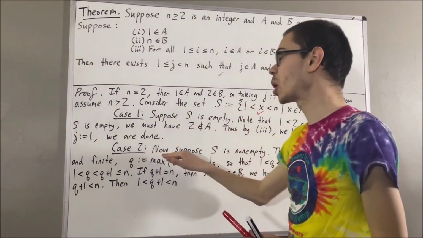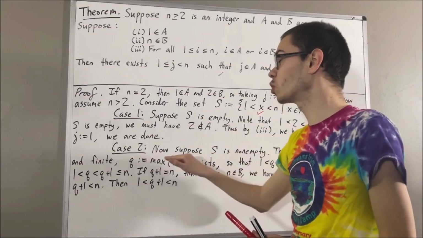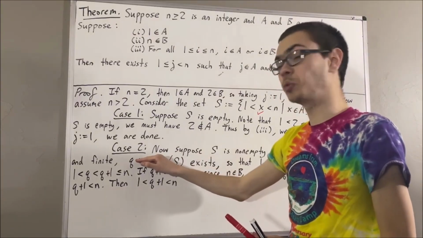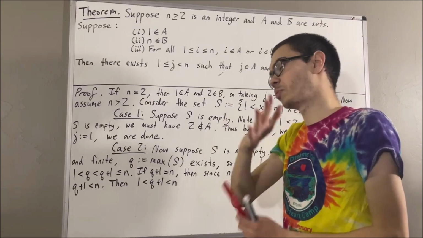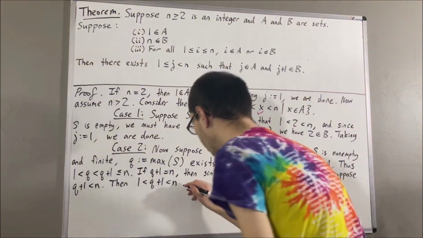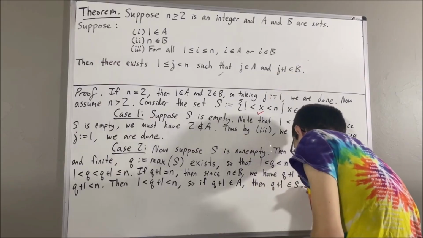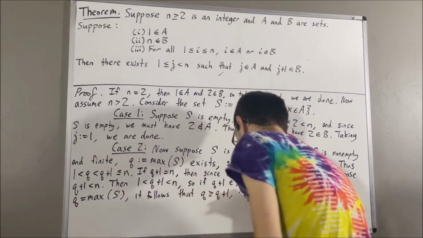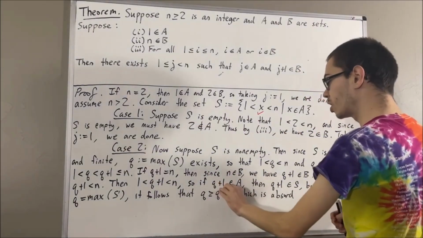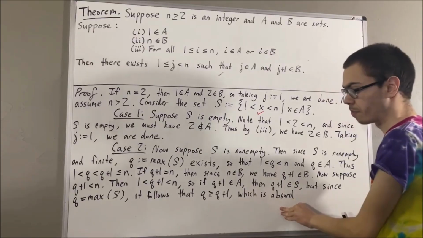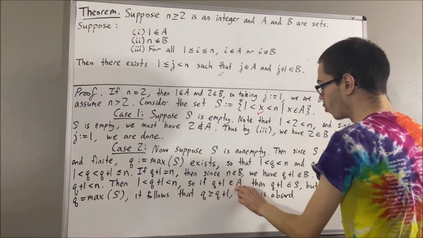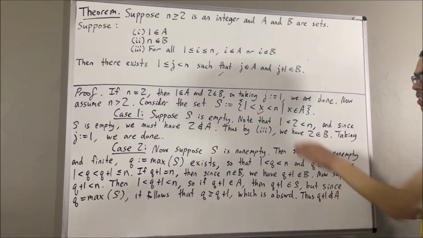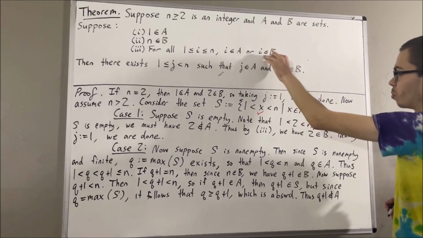But since Q is the largest element of S, that means Q is greater than or equal to every element of S. So that would imply Q is greater than or equal to Q plus 1. But that's clearly false because Q is less than Q plus 1. So assuming that Q plus 1 is an element of A leads us to a contradiction. So we can't have Q plus 1 an element of A, we must instead have Q plus 1 is not an element of A. But we know that Q plus 1 is an element of A or B, so we must have that Q plus 1 is an element of B.